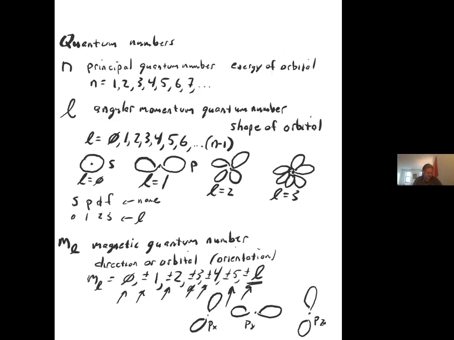So the first one is the principal energy. Second one, angular momentum, which is the shape. Third one is the magnetic quantum number, which is the direction the orbital is pointing. So all those three are just about what the orbital looks like and how much energy it has.